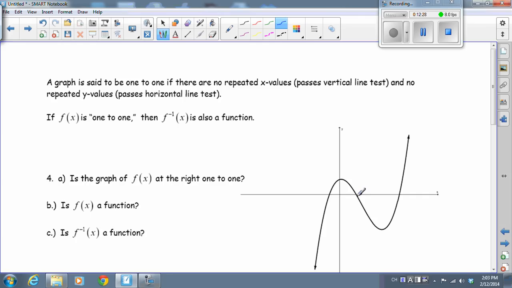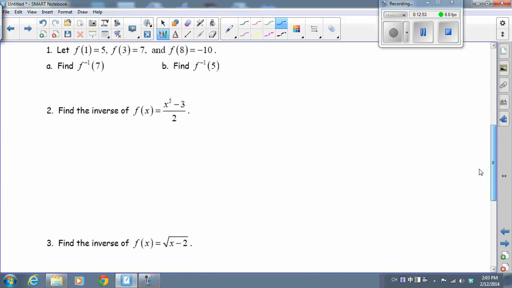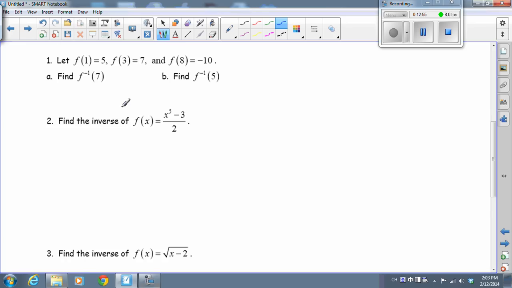The graph is said to be one-to-one if there are no overlapping or no repeating x values. If f of x is one-to-one, then the inverse of f of x is also a function. Let's start with 4. I feel like I skipped something. Let's check. Oh yes, I skipped something. Let's go ahead and do this first.